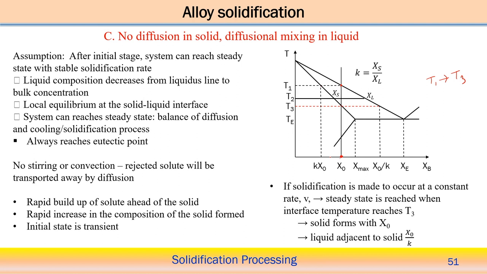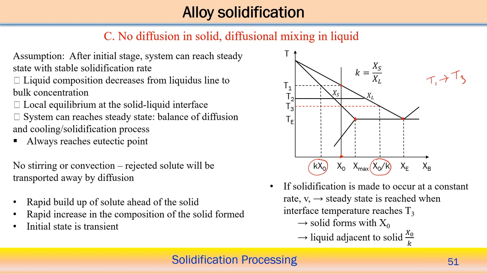So, at T 1 it is k x 0, and at T 3 the liquid composition equals x 0 by k. So, x 0 by k and k x 0 is the range over which this composition can vary, but as per the binary phase diagram, in this case it is the maximum value of x the solution might have, and here the solidification will terminate at the eutectic composition. So, let us try to understand this particular graphical representation in the case of no diffusion in the solid, but diffusional mixing in the liquid phase.